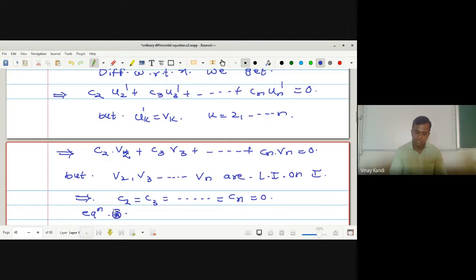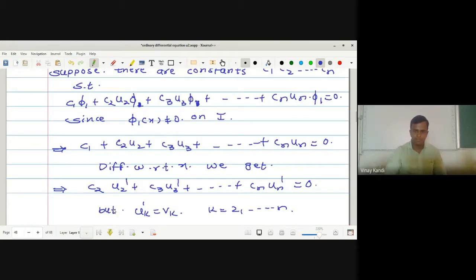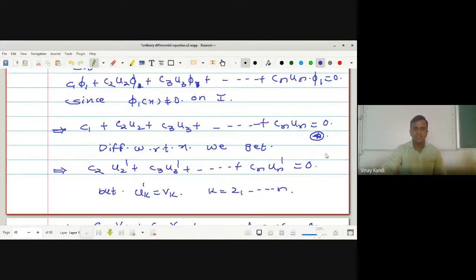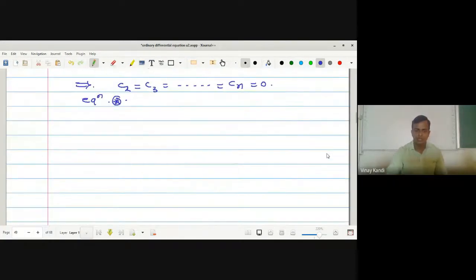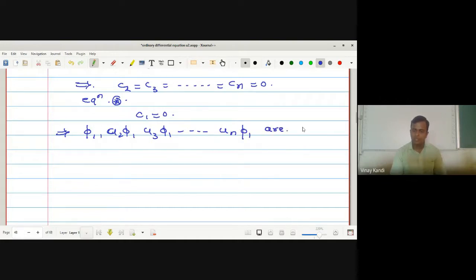What is the equation star? Here, this is the equation star. Putting the values of all c2 up to cn, we get c1 also 0. Hence, it implies that u1 phi 1, u2 phi 1, u3 phi 1 up to so on, un phi 1 are linearly independent solutions. Any doubt?